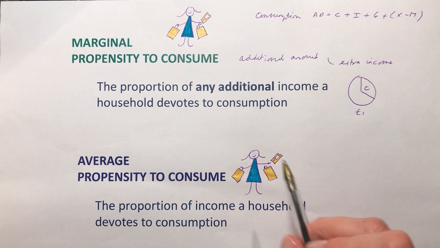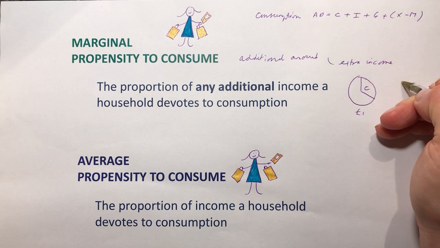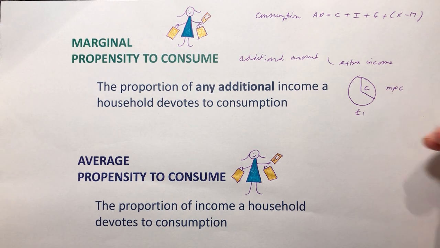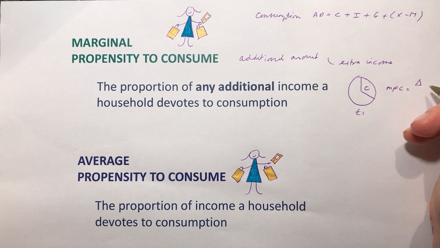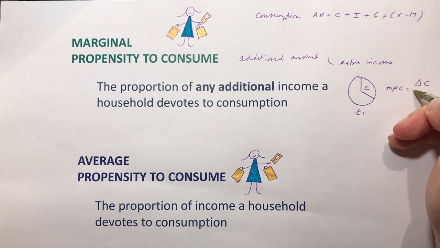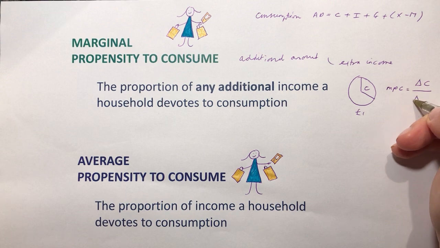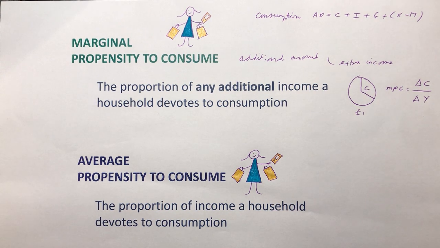And the way that you calculate this is by looking at the marginal propensity to consume, which is equal to the change in consumption divided by the change in income. That's how you work out the marginal propensity to consume.